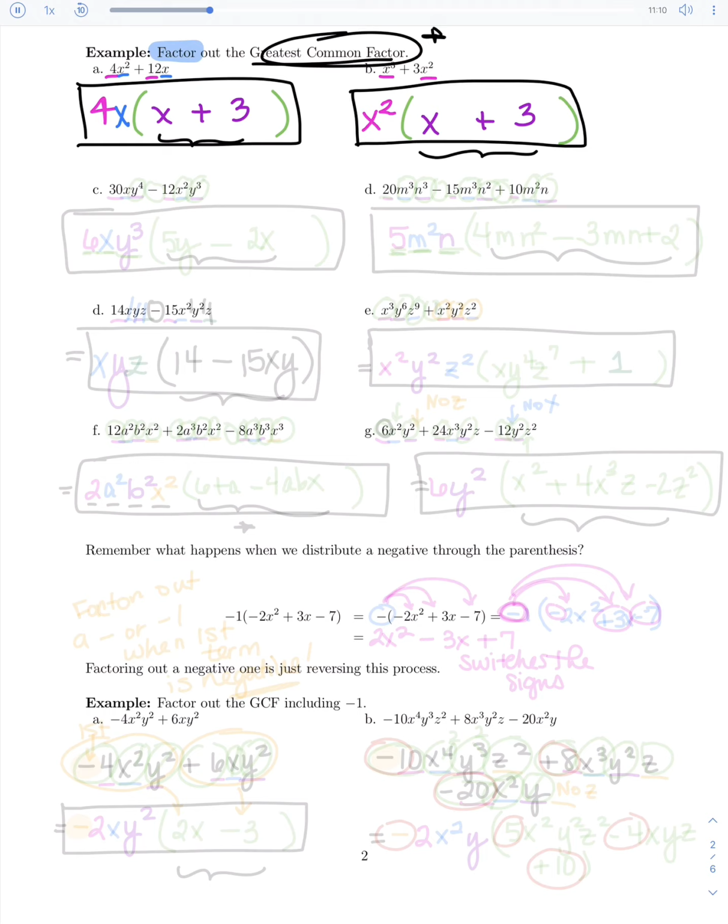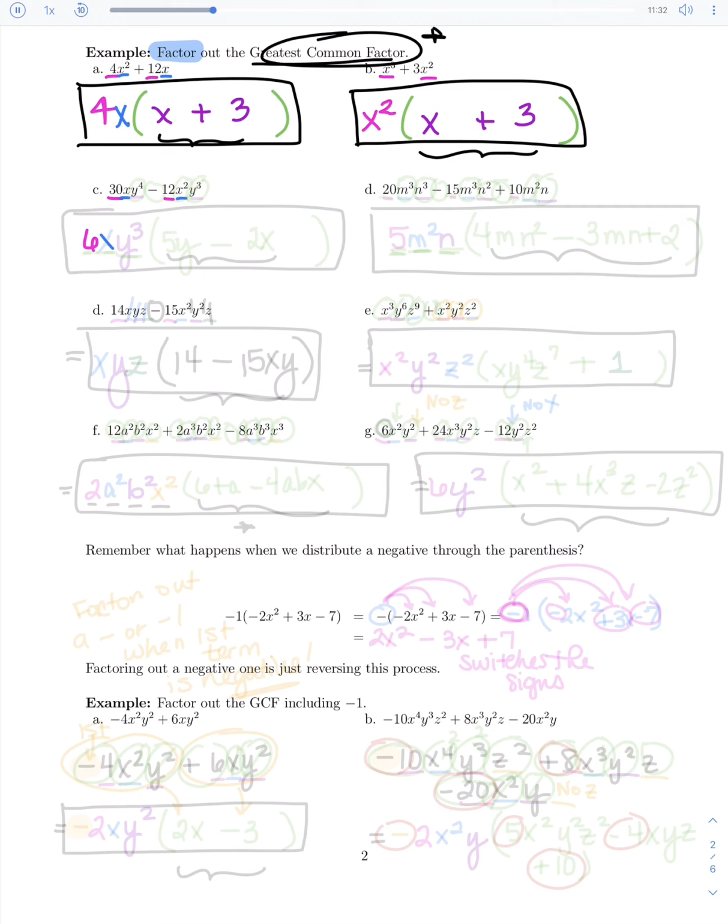Let's take a look at C. If we look at C, let's take a look at the 30 and the 12 first. Both 30 and 12 are divisible by 6, so I can factor out a 6. Factor out or divide out a 6 first. Then I can look at my x's. The first one has an x and the second one has an x squared.